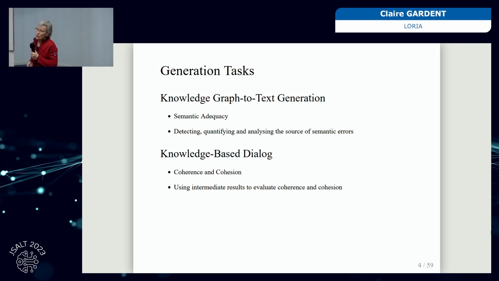So which type of errors it makes, and where the errors come from. The other type of conditional generation task I will be looking at is knowledge-based dialogue. The idea is to generate a response given a dialogue context that includes both the preceding dialogue and a knowledge graph. Here I will focus on the impact of errors on the coherence and cohesion of the dialogue, and on discussing how a specific model architecture helps us better understand what impacts these two dimensions.